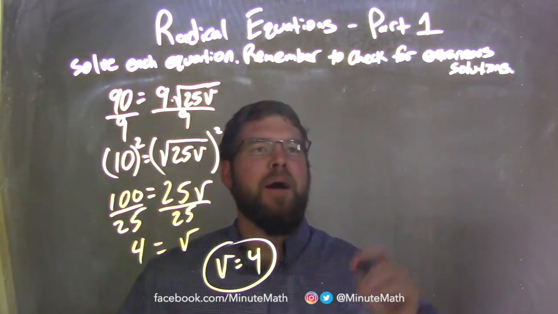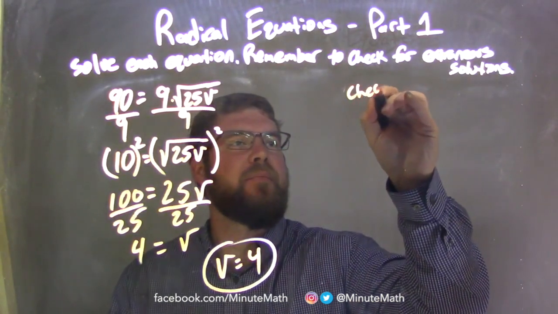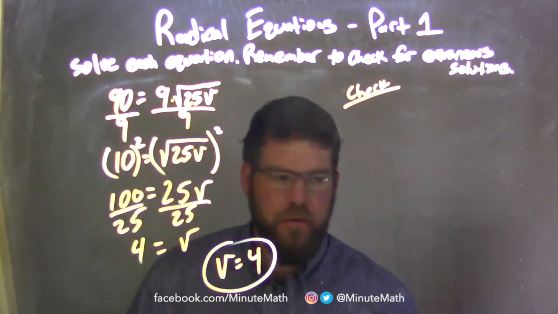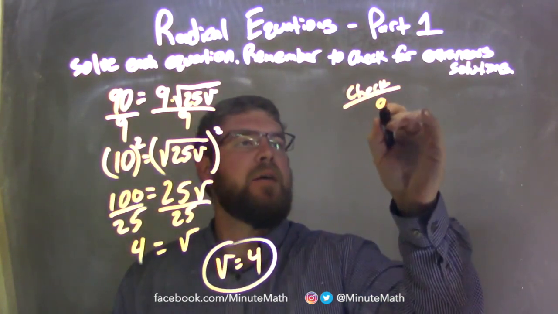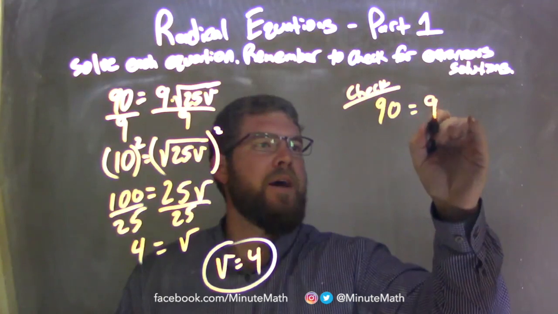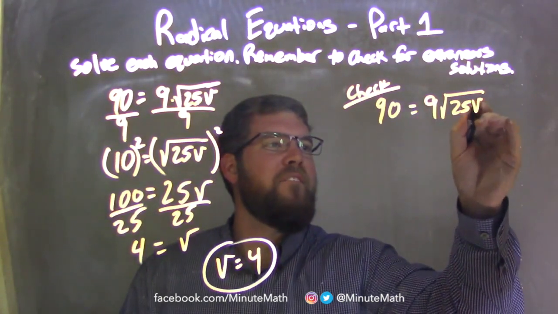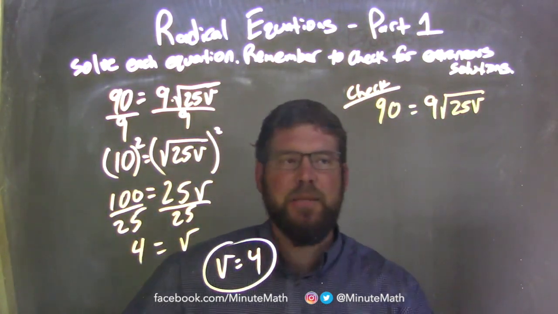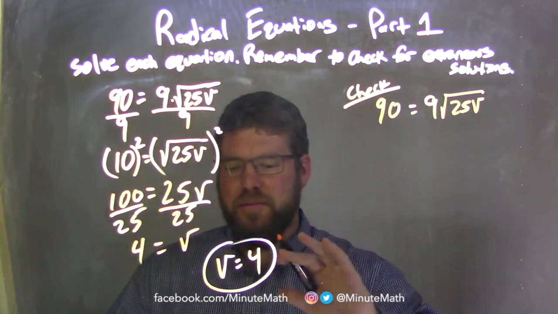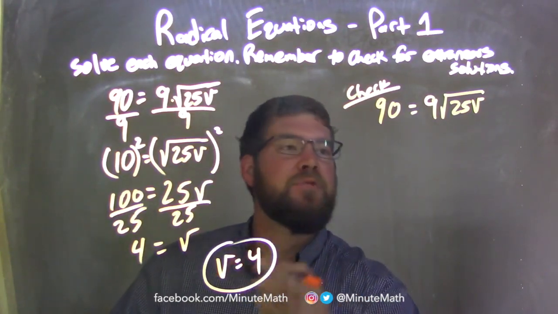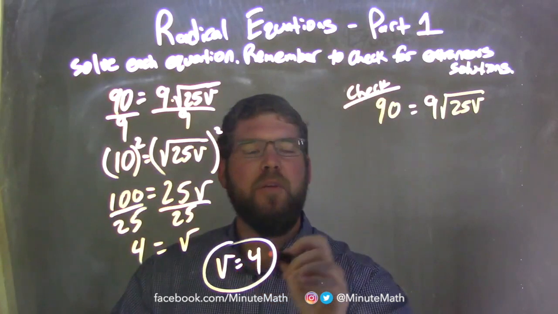But I need to check my work, so I need to check right here. This is an important step. Don't skip it. Don't be lazy. 90 equals 9 square root of 25v. Okay, simplify. So I'm going to divide, oh my goodness, I'm not solving. I'm checking. Got ahead of myself. I'm going to plug 4 in for v.